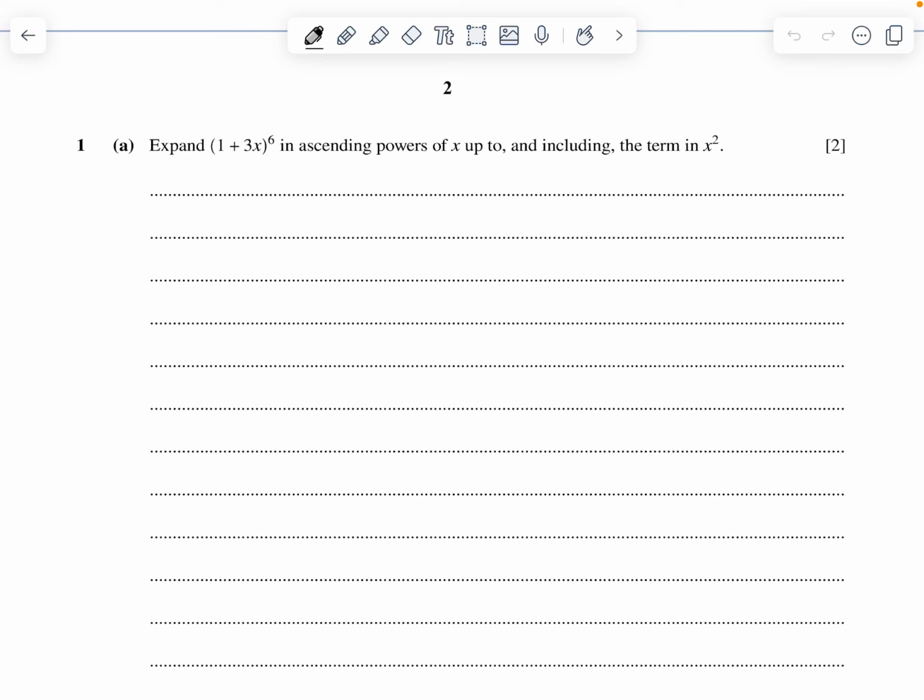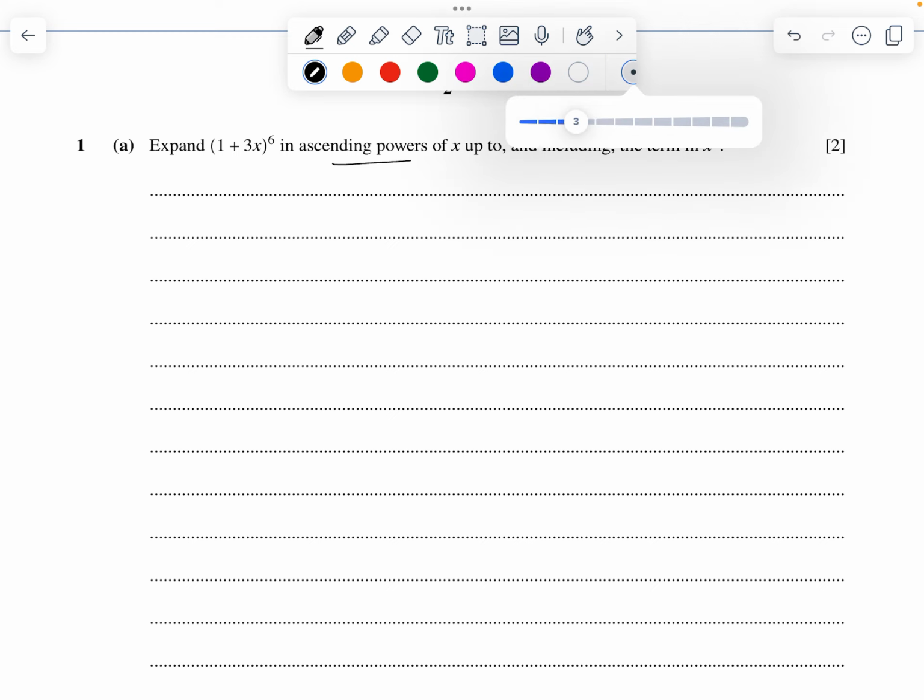This is a mock paper for Pure Mathematics 1 CIE 9709. So coming to the first question, expand (1 + 3x) to the power of 6 in ascending powers of x up to x squared. We have to find it out up to x squared.